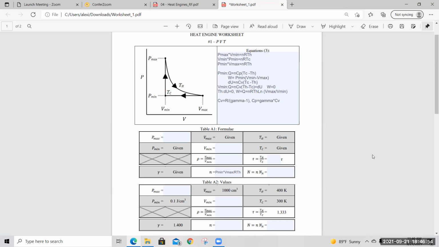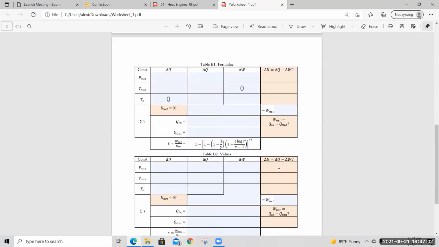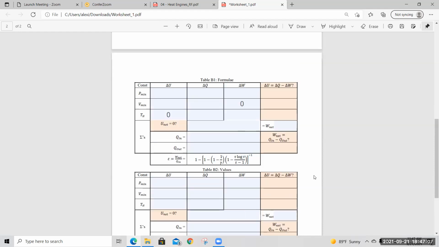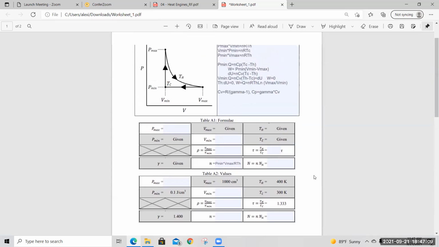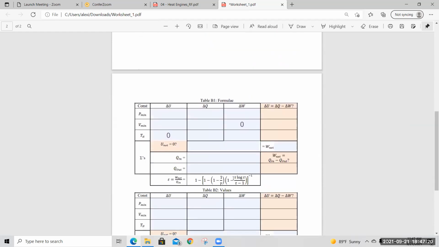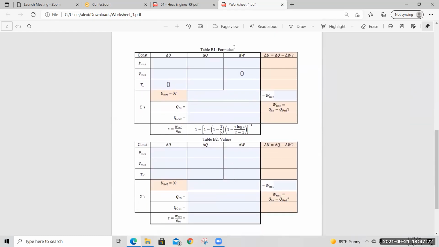In the worksheet, you have 2 pages, and each page has 2 tables. You have tables A1 and A2, and if you don't mind, go down to the next page, please. And you have tables B1 and B2, okay? Let's go up a little bit more. Table A1 is formulas only. Table A2 is actually numbers. Let's go down now to the next page. Table B1 is only formulas. Table B2 is only numbers.